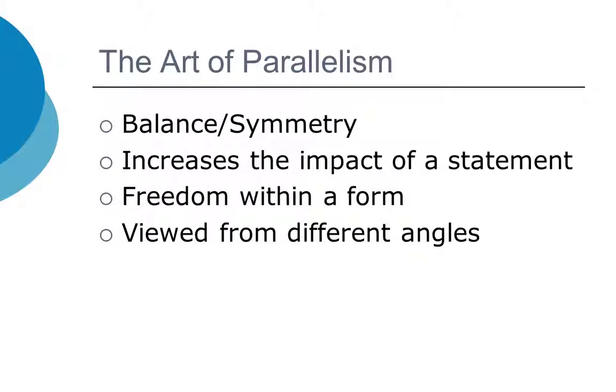So just to summarize, what we have here is a very definite art form in this poetry. There's balance and symmetry between the 2 or 3 lines, and what happens is the second line increases the impact of the statement. It's as if you're viewing something from 2 different angles through the different lines that are written. And as we will see in the next teaching, there's always freedom within the form, as in any art form.